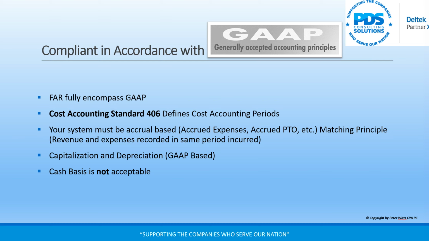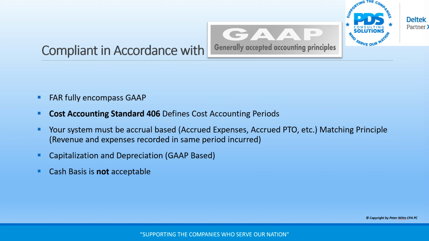but the one standing principle that is a defined element in a compliant accounting system is to have a cost accounting period, and that comes from Cost Accounting Standard 406. Within that, your system must be an accrual-based system first and foremost. That means you have to be able to accrue expenses, to accrue PTO, for example, and you also have to be able to use the matching principle in GAAP.